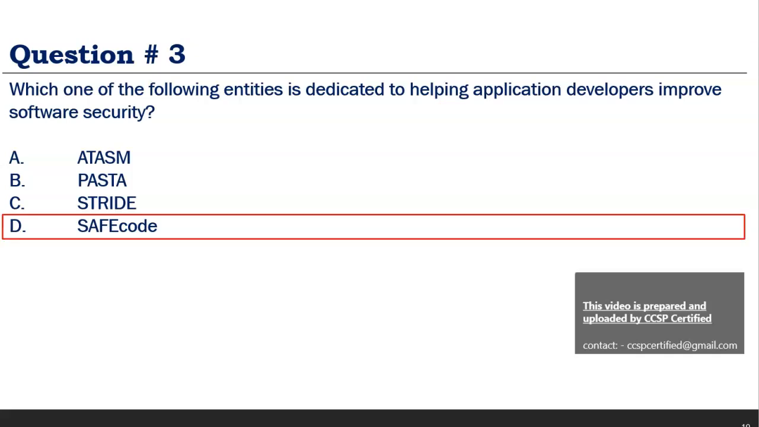That's why the SAFECode is the answer, because ATASM, PASTA and STRIDE are the threat models. What is SAFECode, though, we have not covered here, but if you know what threat modeling is, you will be able to answer this type of question.